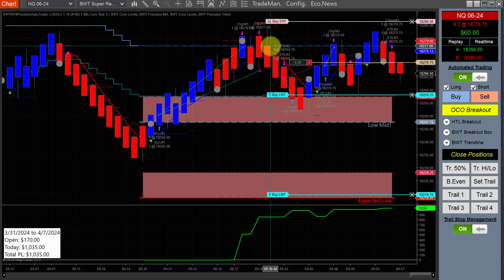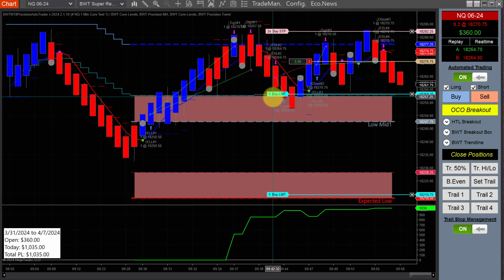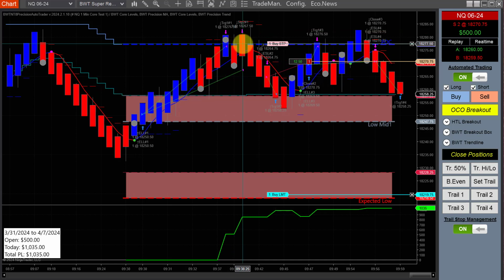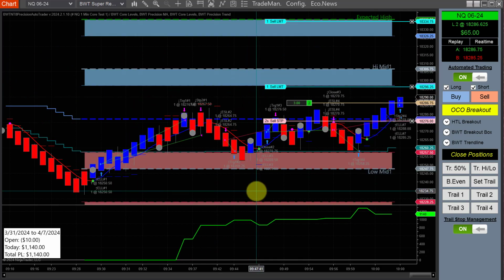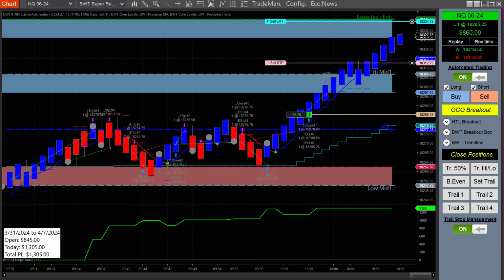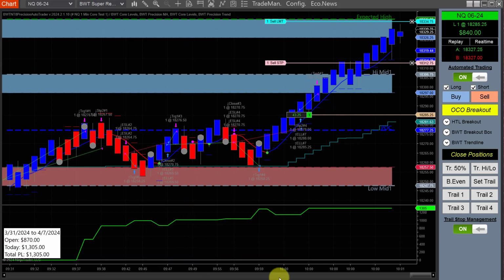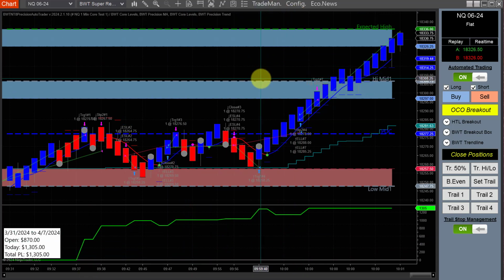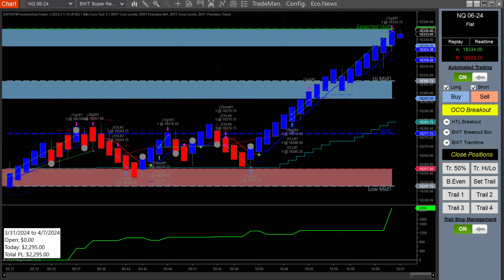Now, if you were just trading from blue to the core, these are your bread and butter setups. You could enter right here short and have your target here, and then reverse here and go to blue. You can see the orders placed at the core levels.